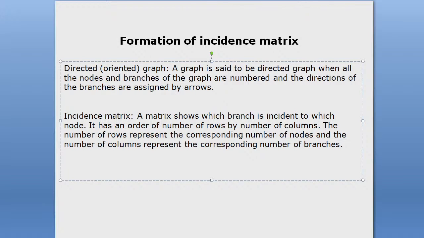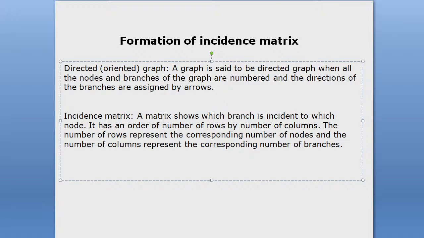Now our next objective is to determine the values of the elements of the incident matrix. How do we calculate the values of the elements or entries of the incident matrix? Well, the incident matrix is nothing but a matrix having order n by m, where n is the number of nodes and m is the number of branches. It shows which branch is incident to which node.